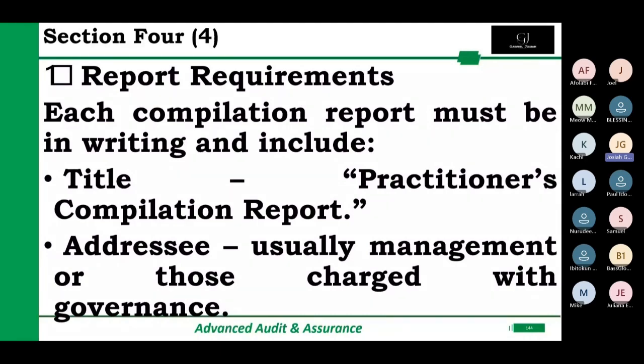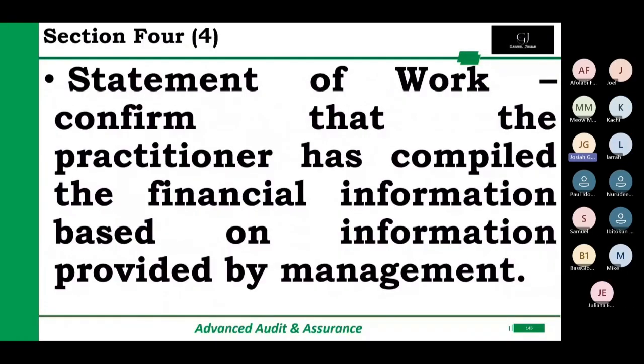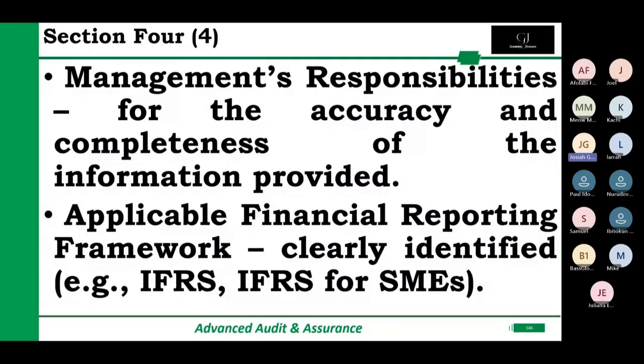So the reporting requirements must be in place. Each compilation report must be in writing or typed, as we currently have digital tools these days. You have the title, which is the practitioner's compilation report, who it is addressed to, the addressee, which is management or those charged with governance, and the statement of work done. The practitioner confirms that he has compiled the financial information based on information provided by management. It needs to be stated clearly in the report that management is responsible for the accuracy and completeness of the information provided, because what they gave him is what he provided out.